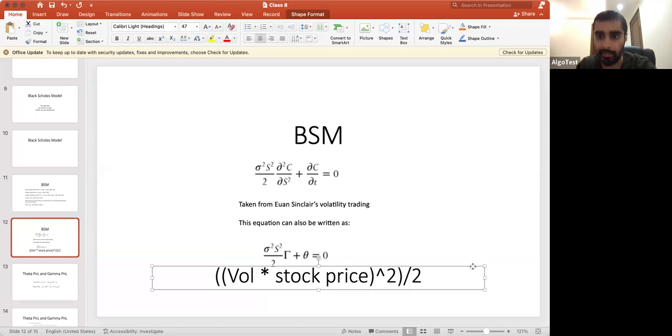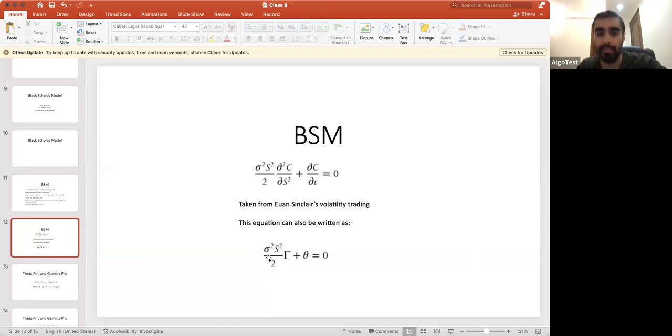Nobody will remember. I understand, bro. So basically, what is this equation saying? This equation is saying that my volatility squared into the stock price squared divided by 2 into gamma plus theta is equal to 0. That's what this equation converts into.